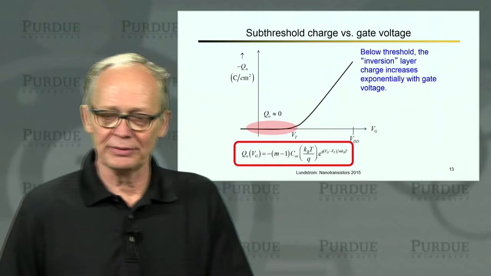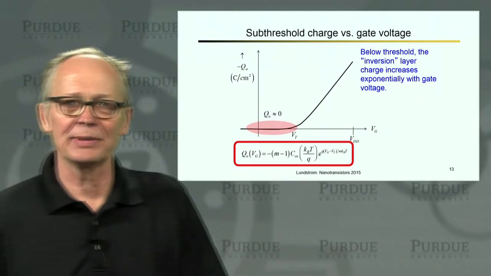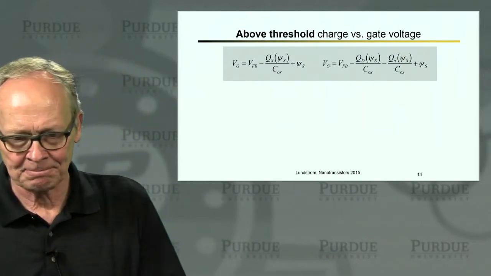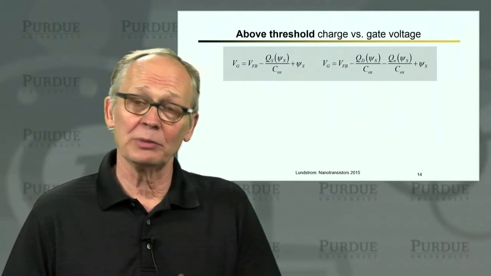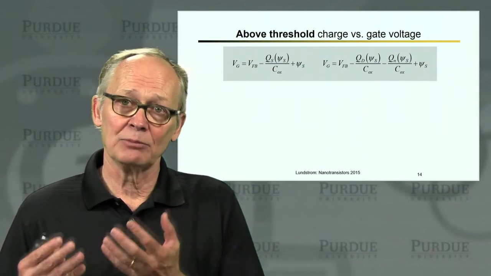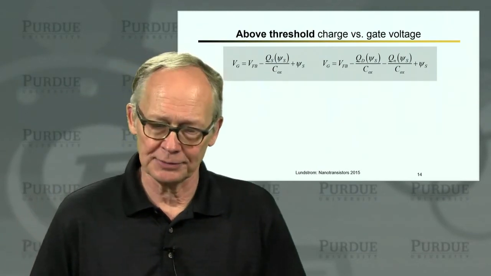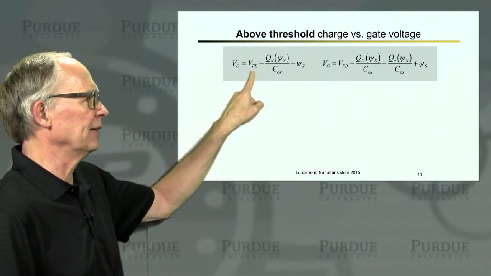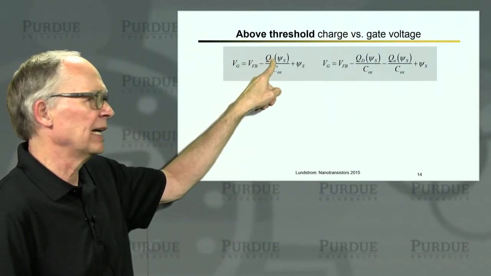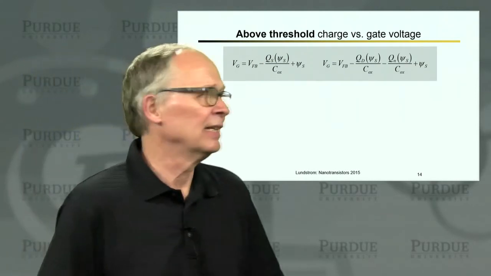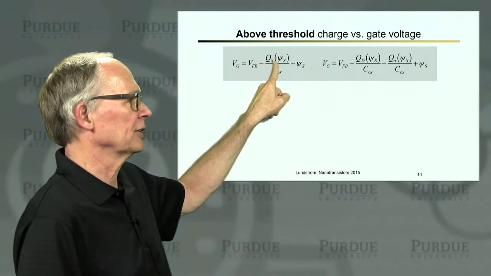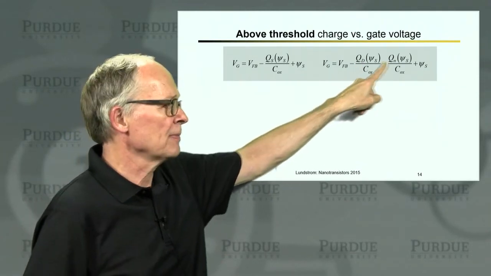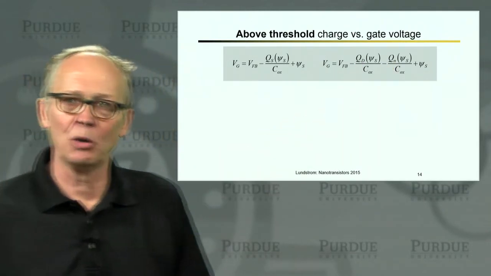So below threshold, that inversion layer charge increases exponentially. That's the leakage current of the MOSFET, and that's a current that we worry about a lot. Now, we also want to know when we turn the device on, how is that mobile charge related to the gate voltage? So let's look at that again. This is our relation between gate voltage and surface potential and total charge. Total charge in the semiconductor.